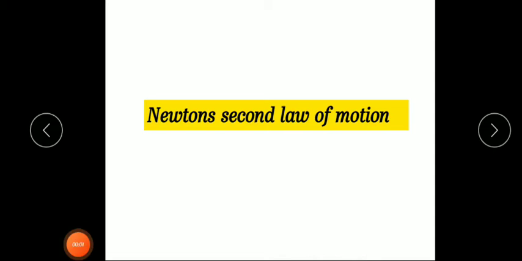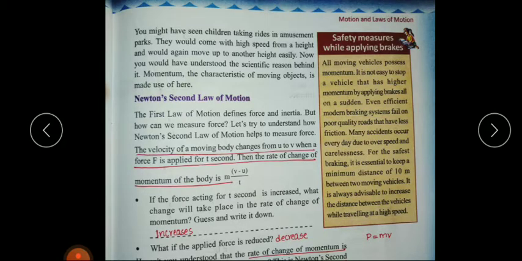Dear students, we already studied Newton's first law of motion. Now let us see what is Newton's second law of motion. In the previous examples we studied that the rate of change of momentum of a body is final momentum minus initial momentum divided by time. So if you open this bracket, what we will get? mv minus mu divided by t.